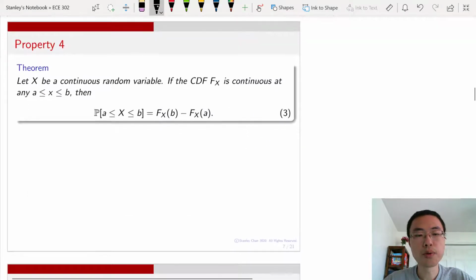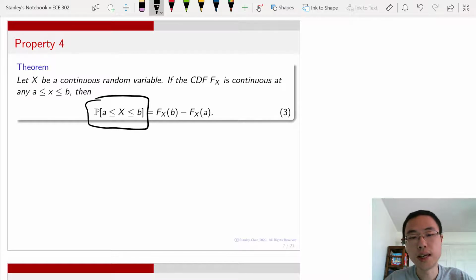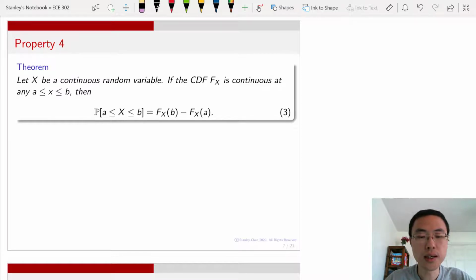Now let us talk about property number 4. This property says that if x is a continuous random variable and if the CDF, F_X, is continuous on this interval, then the probability that x is between a and b can be easily written as the difference of F_X evaluated at b minus F_X evaluated at a.